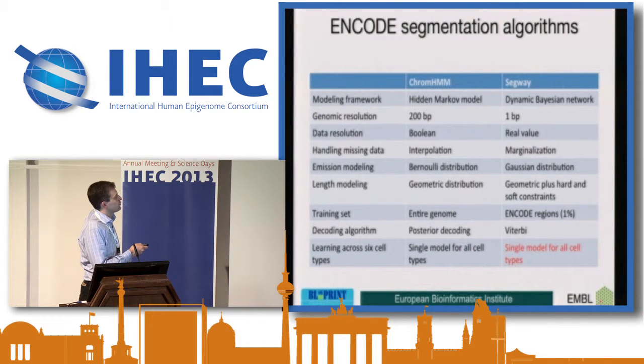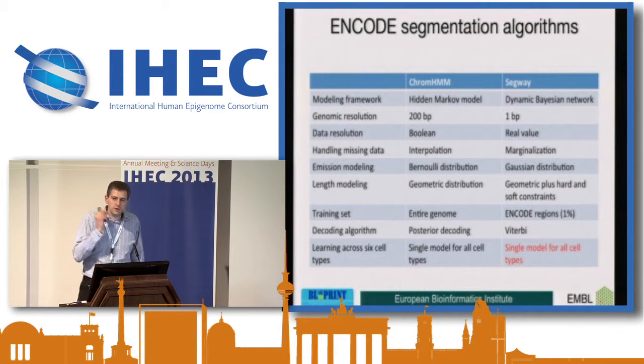For those of you that know the difference between a hidden Markov model and a dynamic Bayesian network, you understand why you might want to use one or the other. For those of you who don't understand the difference, it doesn't really matter maybe. There's different resolutions on the genome. There's different details, all of this.